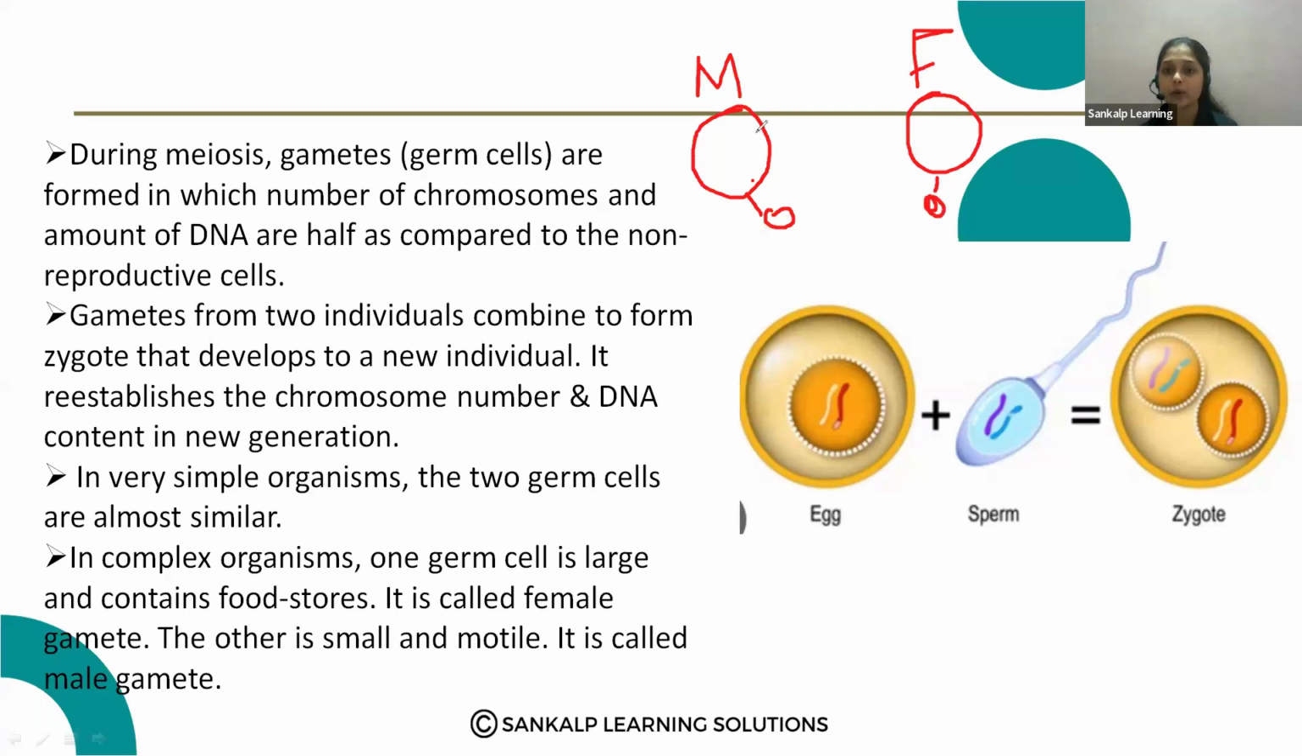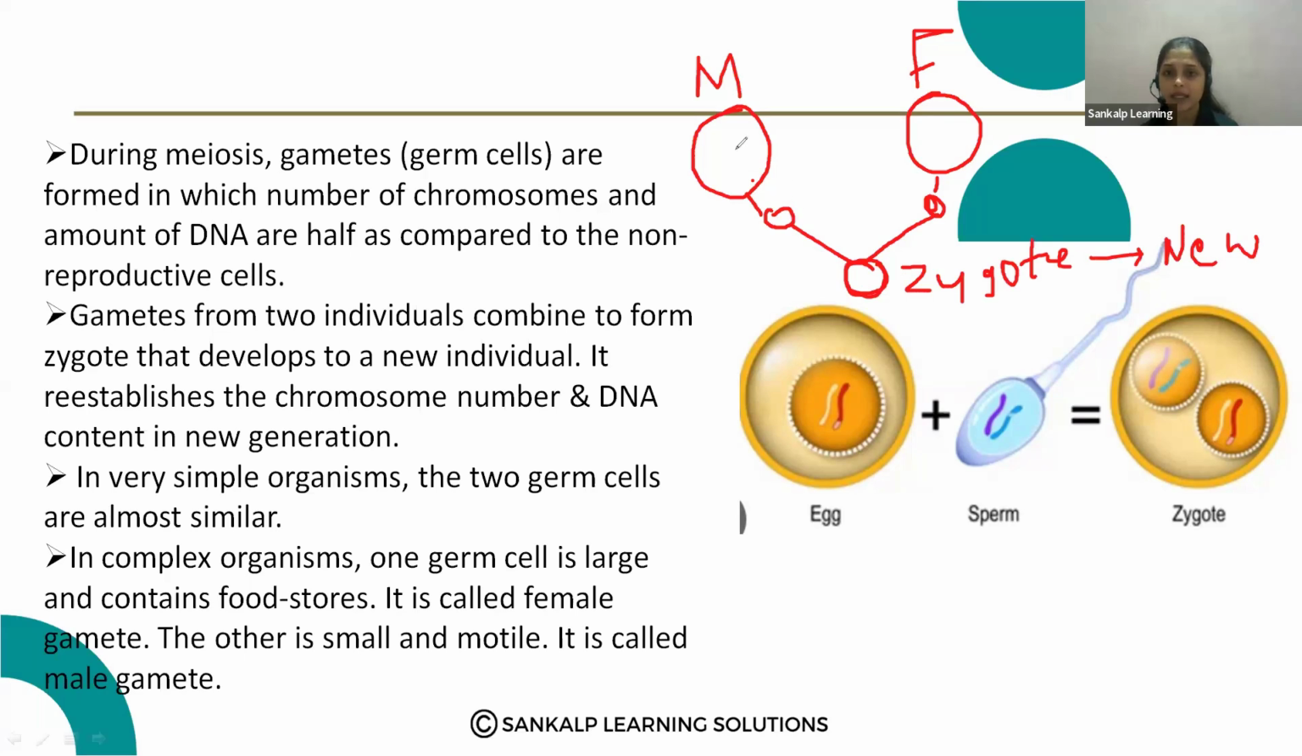The special reproductive cells present in the parents produce the gametes, and these gametes will fuse. Both gametes fuse, forming the zygote, and this zygote will develop into a new organism. Okay, just understand it like this.